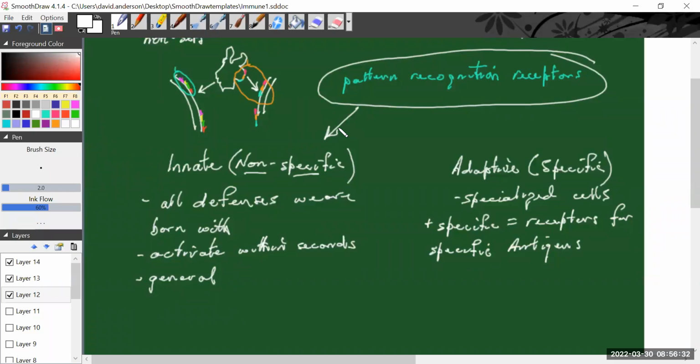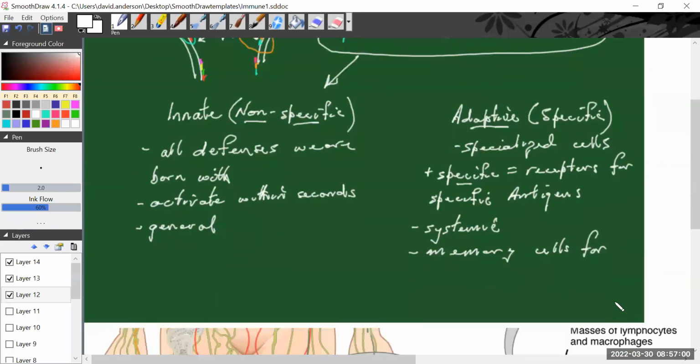And in the adaptive immunity, the beauty of being specific, it's also described as being systemic. And the beauty of adaptive, the key thing here, is that we get some memory. We develop memory cells for the specific antigen that it was matched up with.